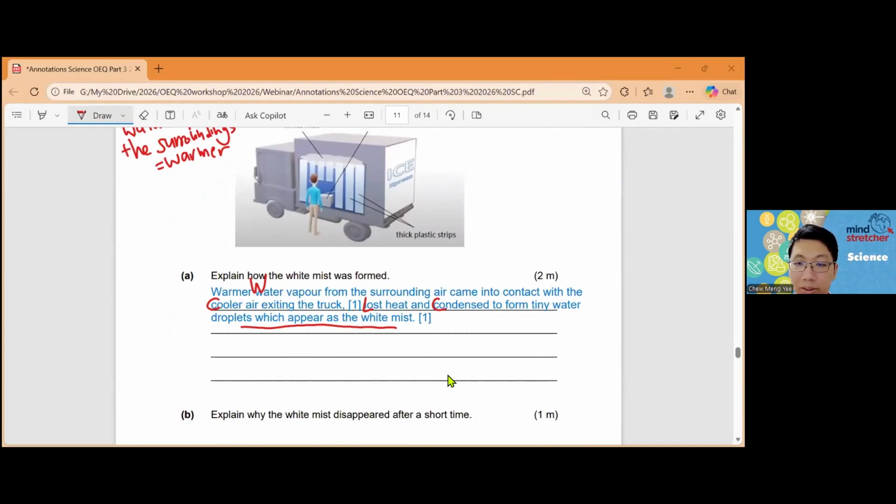Yes, water vapor is gaseous state. Correct. Should it be warmer water vapor from the surroundings? Yeah, ST. Warmer water vapor from the surrounding air, from the surroundings, no difference.